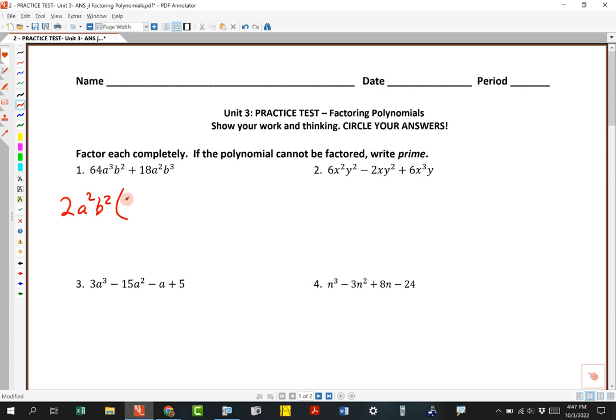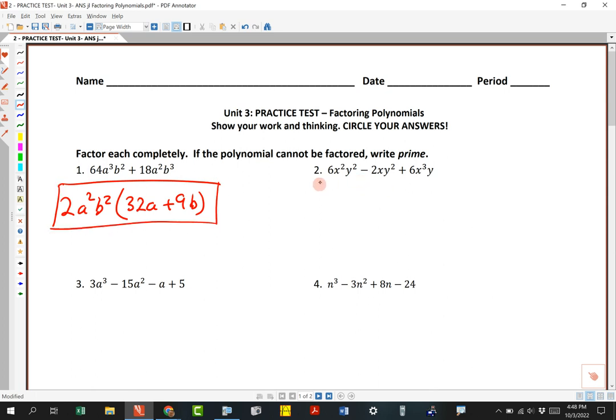So this is going to leave us with a 32 when we divide by 2. We took out 2 of the a's, so that's going to leave 1 of the a's, and we took out both of the b's. We're going to take a 2 out, so that's going to be left with a positive 9. We took both a's out, and there's 1 b left. So this is the answer right there, all finished.